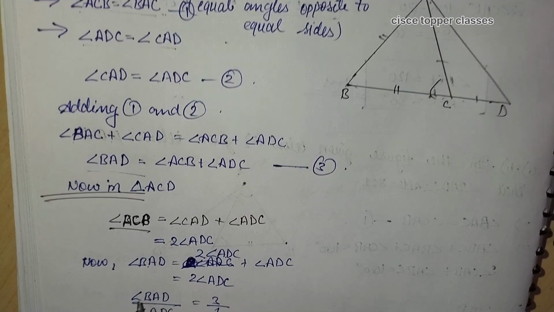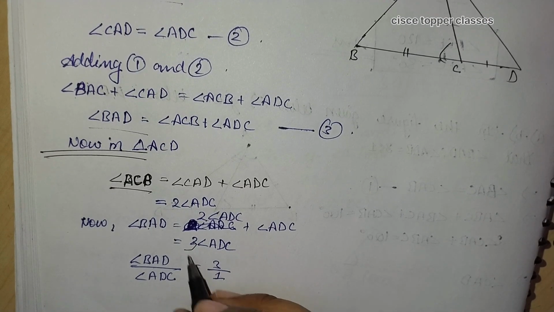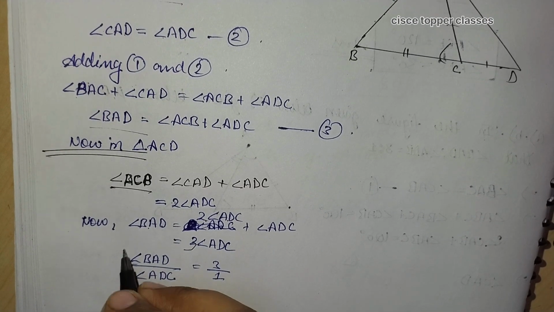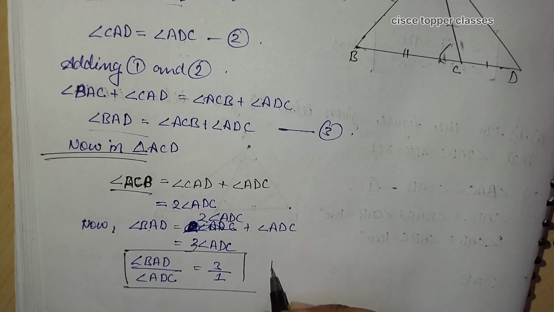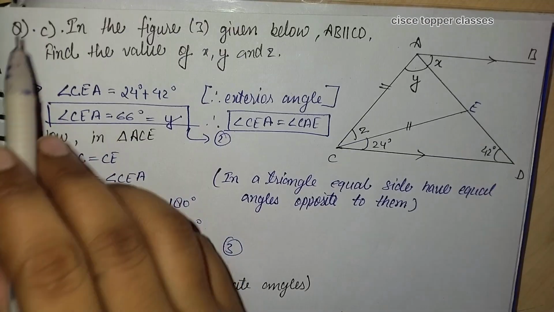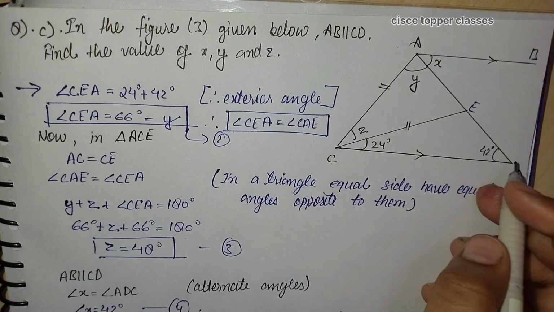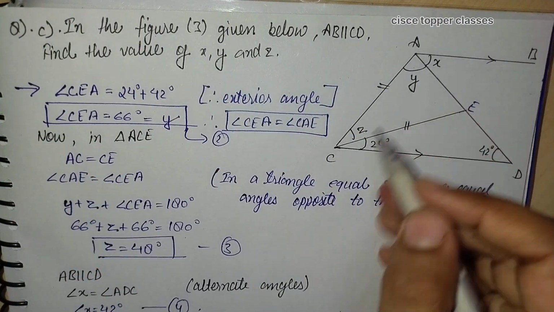Now we can find its ratio as BAD divided by ADC is equal to 3:1 from here. Sorry, this is 3 here. So it is 3:1. Hence proved. Here the eighth third part is, in the figure given below, AB is parallel to CD and we have to find the value of x, y, z.